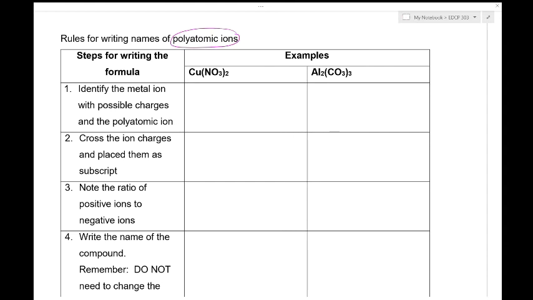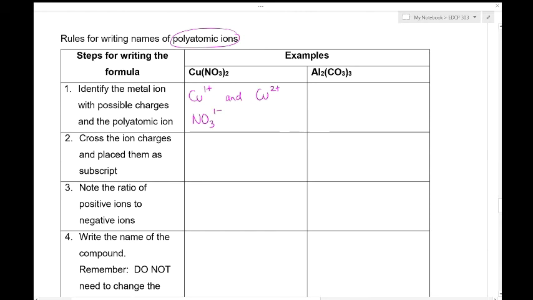So the first sample we're going to do is Cu(NO3)2. Step 1 tells us to identify the metal ion with possible charges and the polyatomic ion. So Cu, looking at the periodic table, gives us a charge of 1 plus, and it also gives us a charge of 2 plus. Now NO3, that is found on the back of the periodic table, gives us a charge of 1 minus.